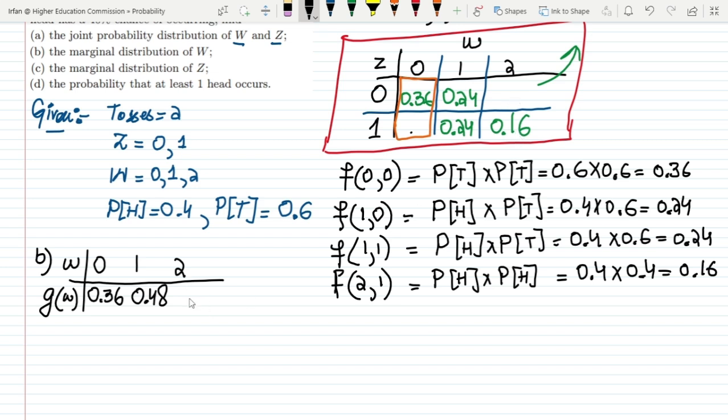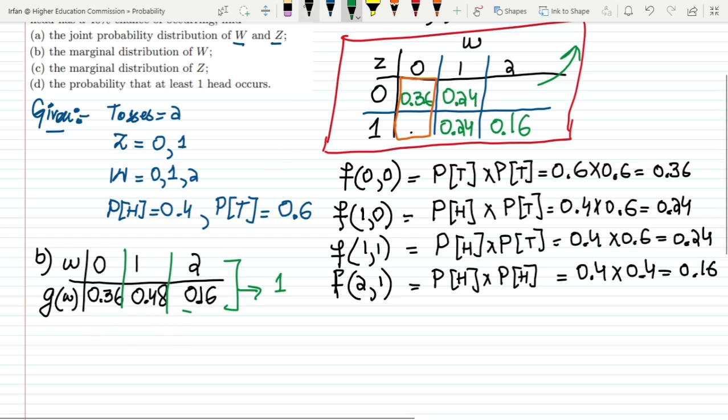is 0.16. So let me move it here as well, so it is 2, so adding them together I will get 0.16. Okay, so this is for 2, this is for 1, and that's it. And adding them together I will also get 1, which is basically the condition from the probability distribution, and that is the marginal distribution for W.